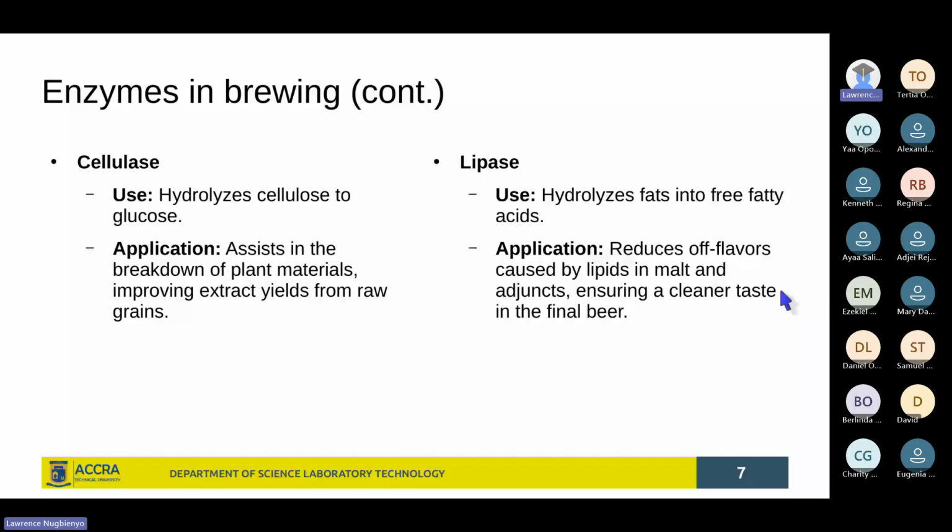So lipases are also used in the breakdown of free fatty acids. First of all, the lipase breaks down, say, triacylglycerols, and then you have some further enzymes which will also break down these free fatty acids into smaller molecules, which will then go into the process of fermentation.